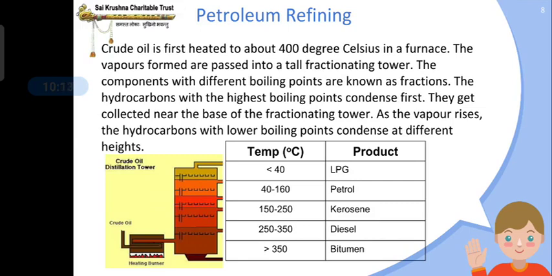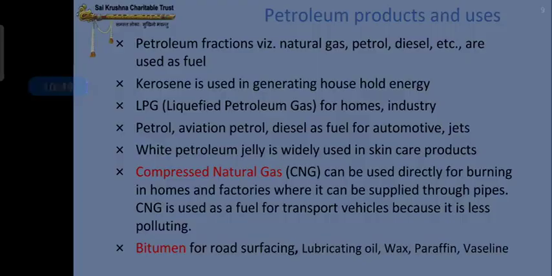Whenever this much temperature is set, LPG is formed, so they take out LPG from the total crude oil. It will not be petrol, kerosene or diesel separately. Everything will be mixed as crude oil. Whenever you heat that to certain temperatures, what happens? You can see the temperature here. Whenever it is less than 40 degrees, LPG is formed, so LPG is taken out. At 40 to 160 degrees, petrol is taken out, like that. It depends on the different boiling points. So this is how the refining of petroleum is done.